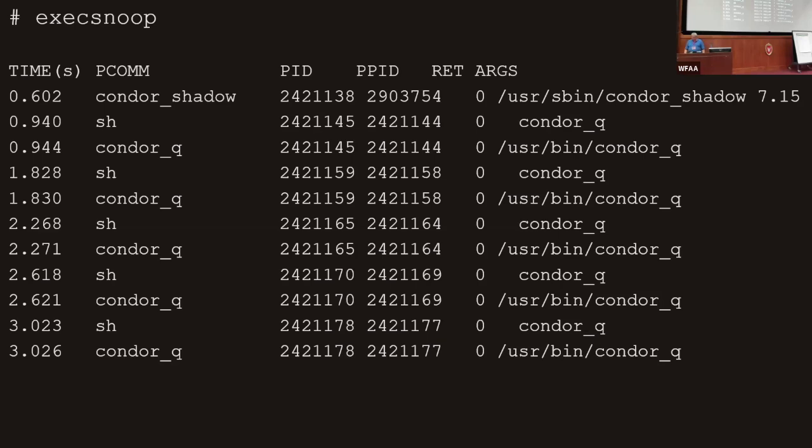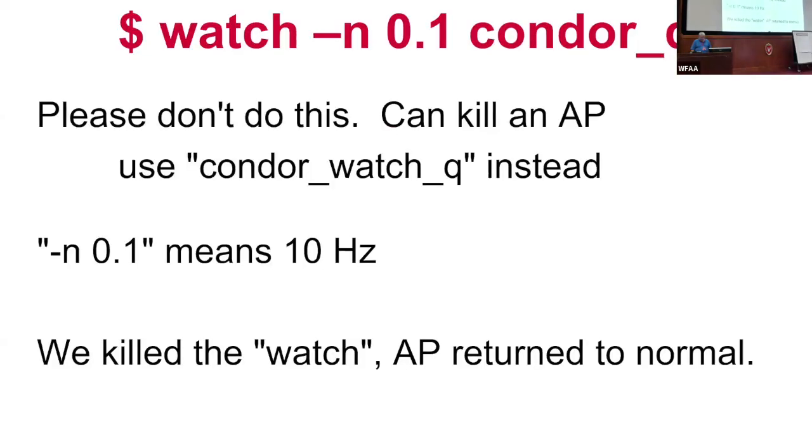A lot of shells, yeah. Anything else? A lot of condor queues. So I then did a pstree and said, what's running all these condor queues? Guess what it was? Someone was running this command here.